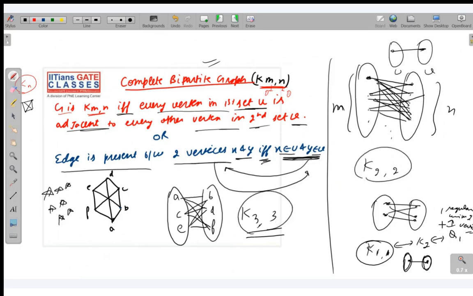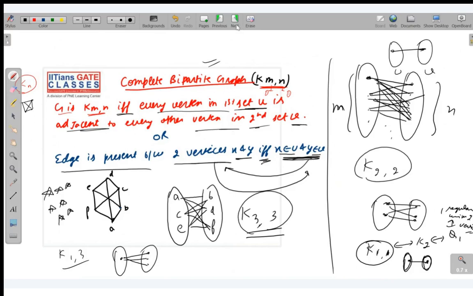If you want to say K13, how will K13 look like? 1 here and 3 here. So like this. That's it. I think it's okay. The image is clear. Take a snapshot. I will jump to the next slide. Copied, sir.